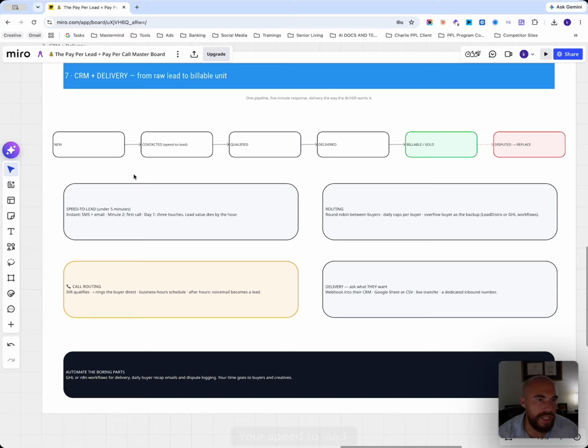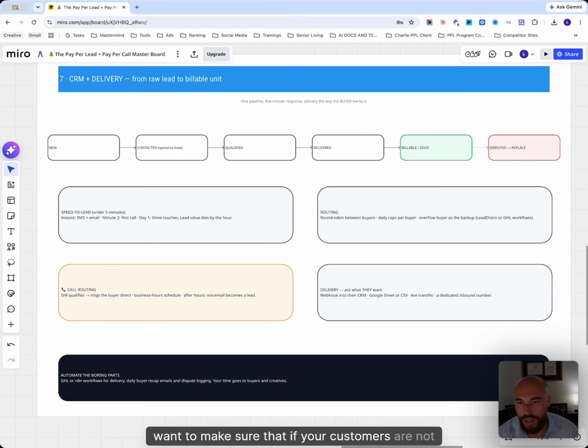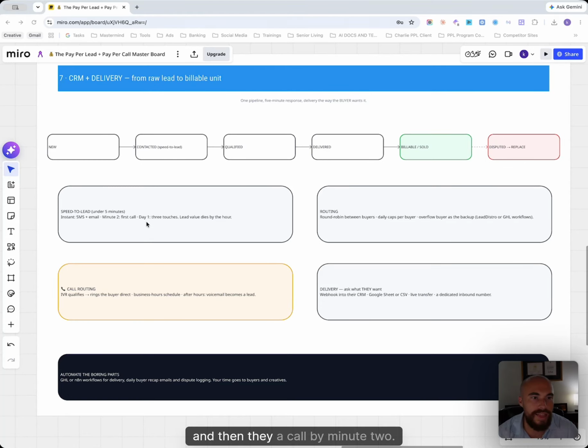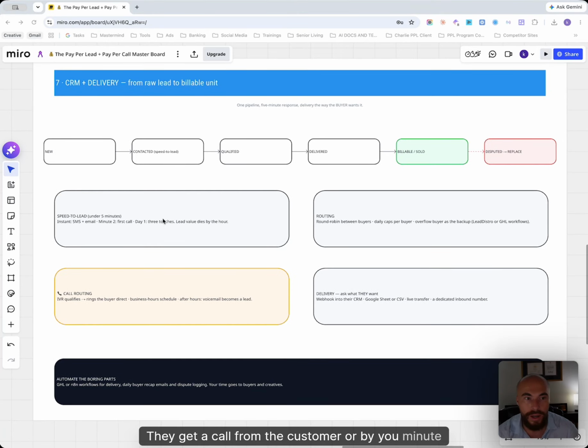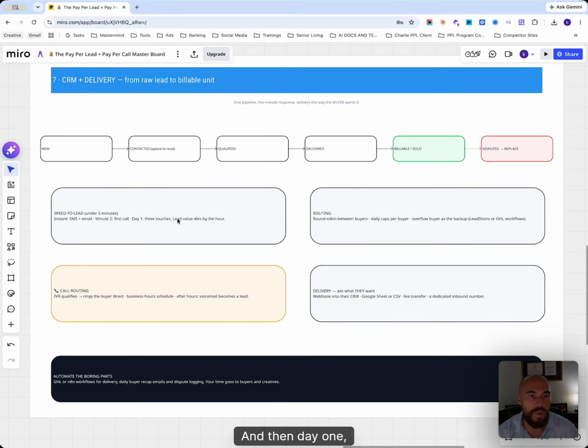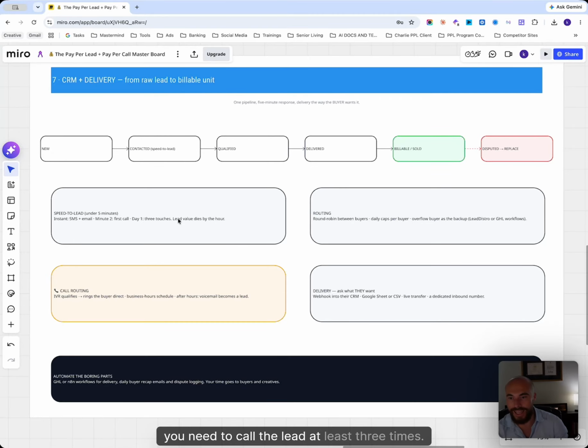And so basically what you have here is a couple of different things. Your speed to lead: if your customers are not good at what they do, it's going to be hard to scale. But if they are, you want to make sure that they instantly get an SMS and email, and then they get a call by minute 2, right? And then day 1, you need to call the lead at least 3 times. You should tell your customers, call the leads 3 times, okay? If it's a call, they already got on the phone with them, so you don't have to worry about it. This is mainly for lead forms, okay?